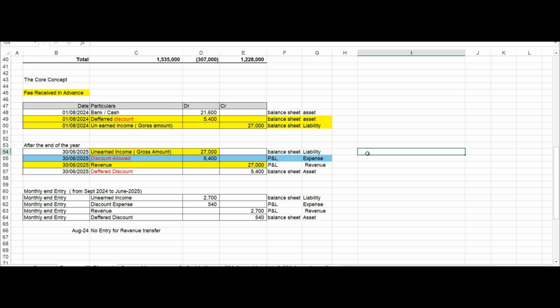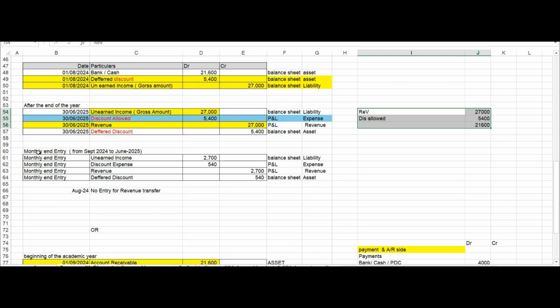What ultimately is happening over here is that your gross revenue is being recognized with 27,000, then direct expense or whatever you call it, then discount allowed will be 5,400. So your net revenue is recognized at 21,600. So this is what will happen at the back end of your ERP system, or what is happening behind all this, if you do these entries as per accounting principles. So this is how it will work.